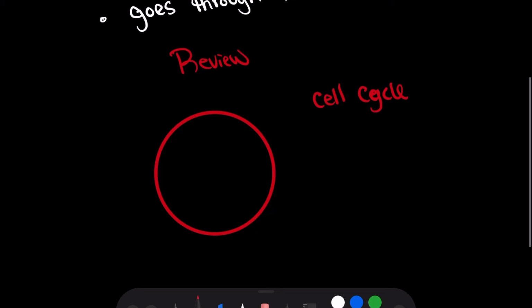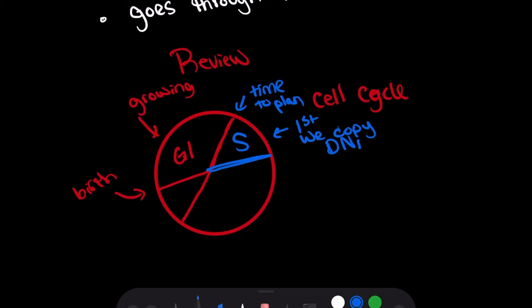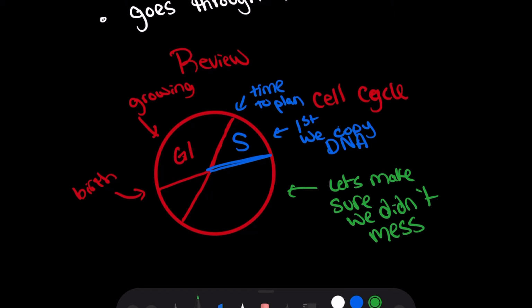So before we move on, let's review the cell cycle. Remember the cell cycle, if we start here at birth, overall, the first thing your cell is going to do is just grow. It's going to get bigger, and then one day it's going to say, I'm too big, so I need to make a plan so I can divide. So then it goes into something called the S phase, and this is where we copy our DNA. And as soon as we do that DNA replication, we need to make sure that we didn't mess anything up. So we're going to go through G2 and we're going to revise it.